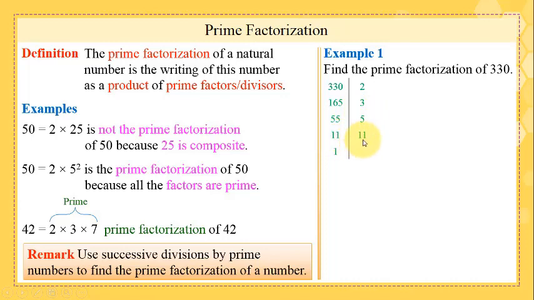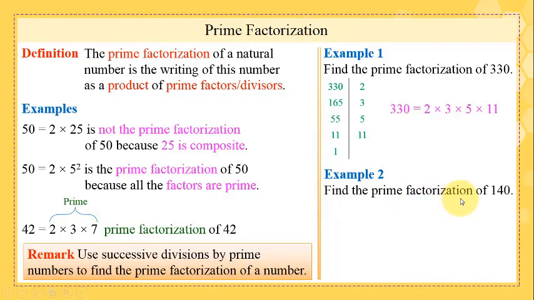Divide 11 by a prime number that divides it, which is 11. You will get 1 as a quotient. When you get 1 in the quotient, you stop dividing. Finally, after we have found the prime factors of 330, writing 330 in this form is the prime factorization of 330. Example 2. Find the prime factorization of 140.